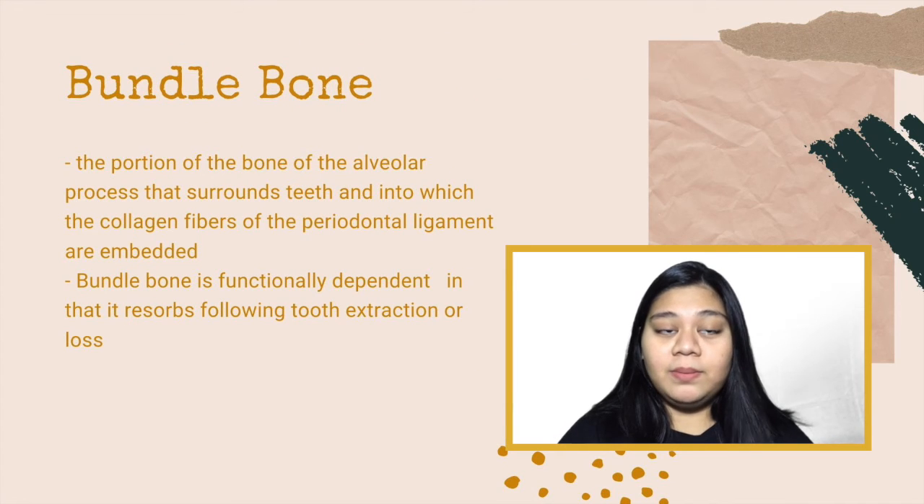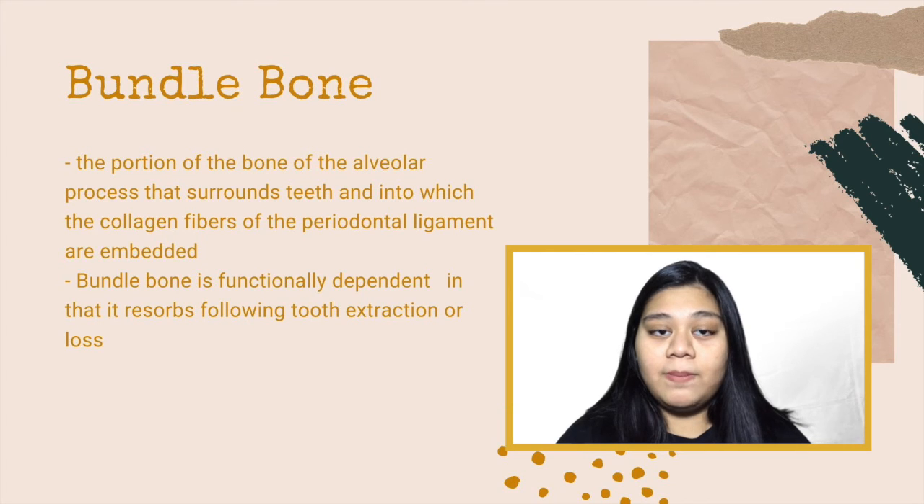The next one is the bundle bone. It is a portion of the bone of the alveolar process that surrounds the teeth, into which the collagen fibers of the periodontal ligament are embedded. Bundle bone is functionally dependent in that it resorbs following tooth extraction or loss.